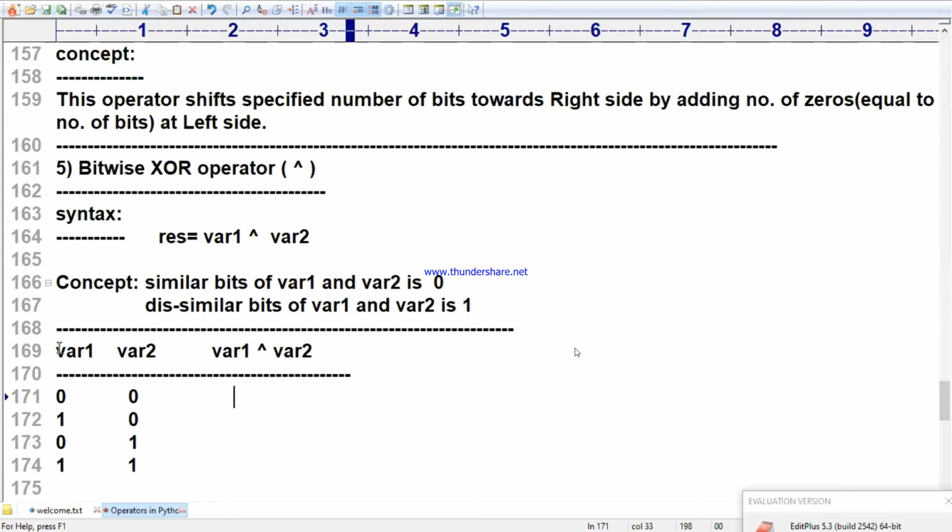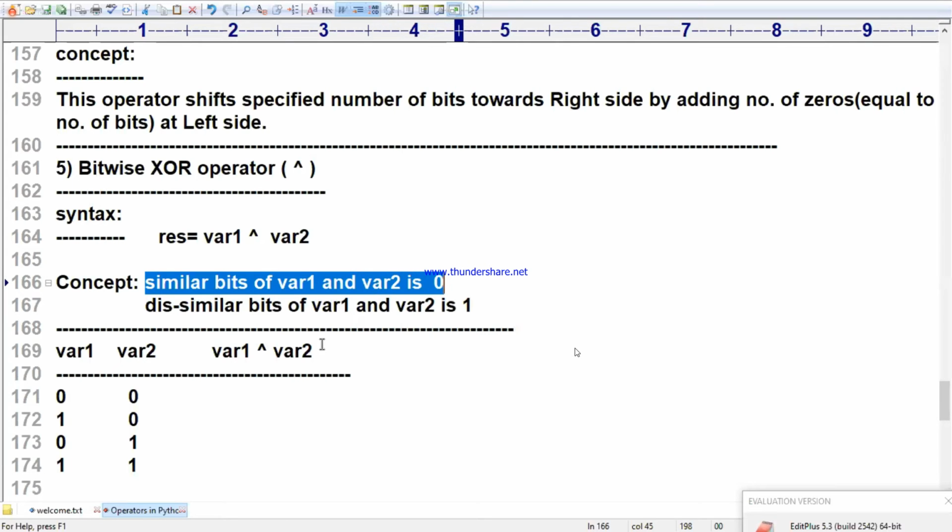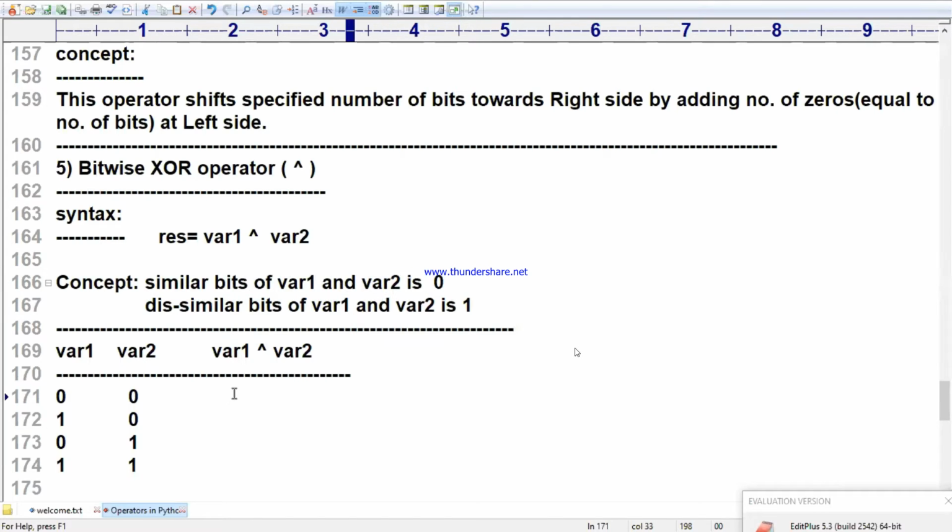What is the answer? See the formula. Similar bits of VAR1, VAR2 is 0. Now tell me: 0, 0 gives 0. 1, 0 gives 1. 0, 1 gives 1. 1, 1 gives 0. Done.